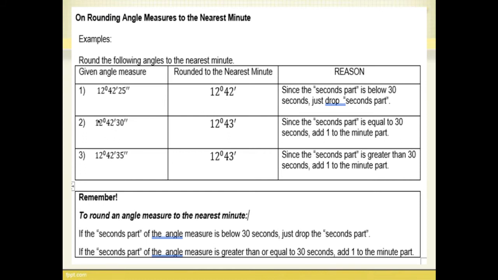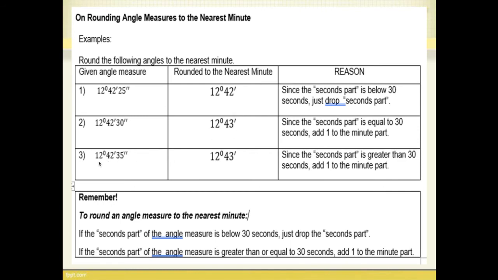Now in number 2, the given angle measure is 12 degrees, 42 minutes, and 30 seconds. Rounded to the nearest minute, this will now be 12 degrees and 43 minutes. Why? Since here the seconds part is 30 seconds, we add 1 to the minute part. So if it's 30 seconds or more, then we will round up or add 1 to the minute part.